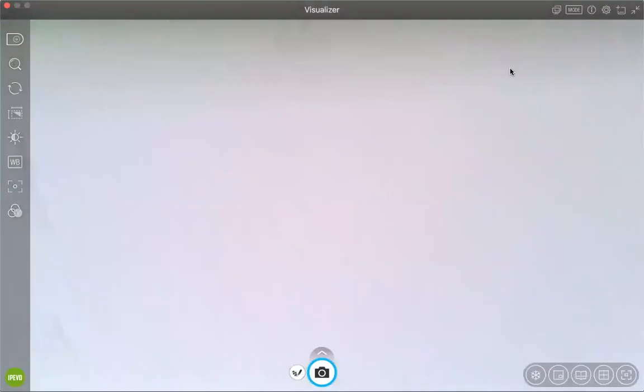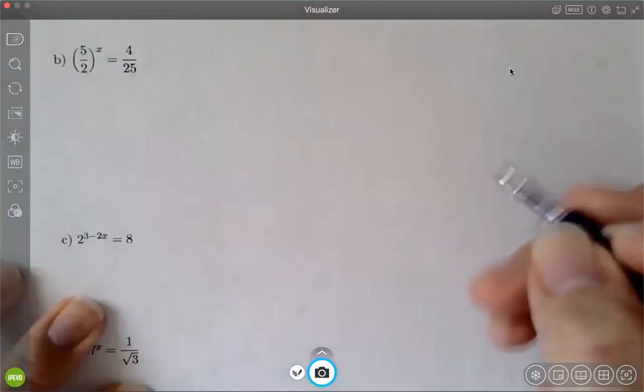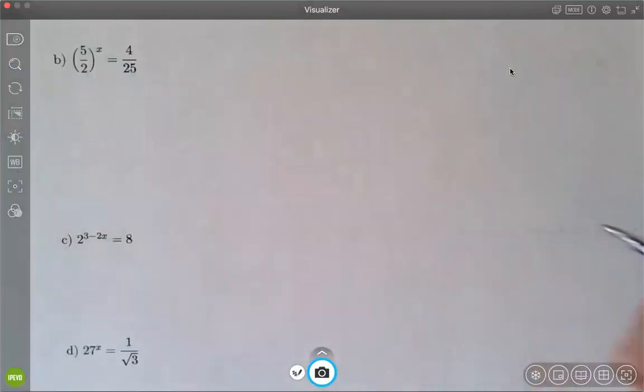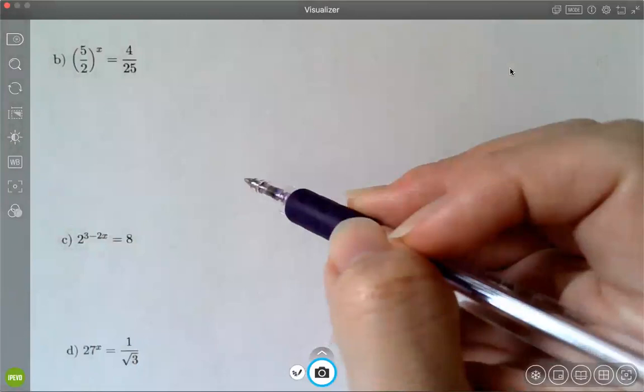Now part B, 5 over 2 to the power x is equal to 4 over 25. Here the two numbers that we are dealing with are, unfortunately, and some of you might cry, fractions, right? 5 over 2 and 4 over 25. Yes, we have fractions, but look at these two fractions and can you see whether they're related or not?